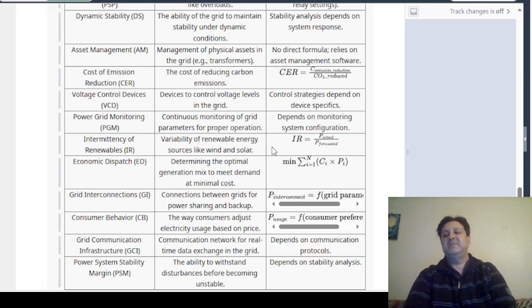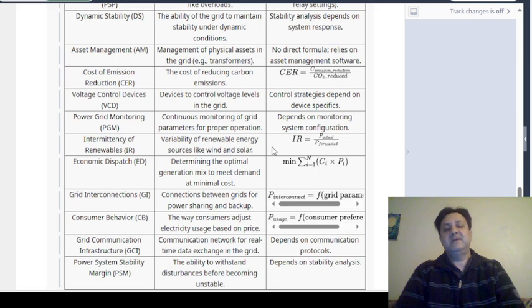So there is no direct formula. It's a kind of management tool that we have to apply from the money point of view. Then the cost of emission reduction. As we spoke about the green environment and gas emission, control the cost of reducing carbon emissions. If I have a system in which I am putting more money into reducing carbon emissions, but the system is not reliable, it's not beneficial. We are spending more money on reducing carbon instead of making money or giving a benefit to the consumers.